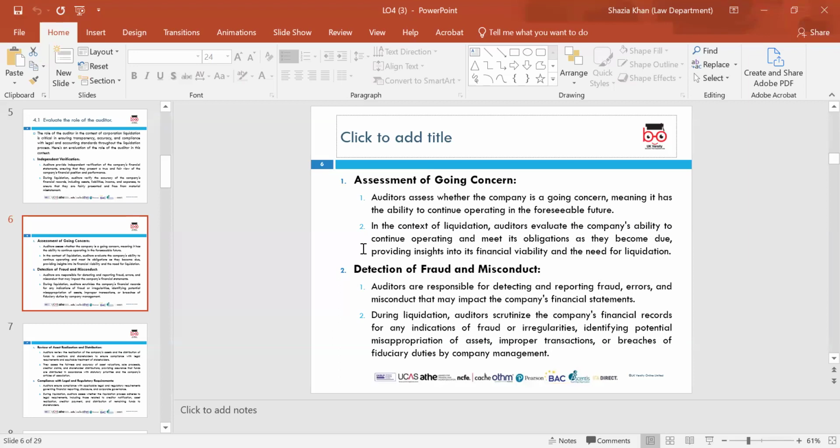The next one is detection of fraud and misconduct. Auditors are responsible for detecting and reporting fraud, errors, and misconduct that may impact the company's financial statements. During liquidation, auditors scrutinize the company's financial records for any indications of fraud or irregularities, identifying potential misappropriation of assets, improper transactions, or breaches of fiduciary duties by the company's management.